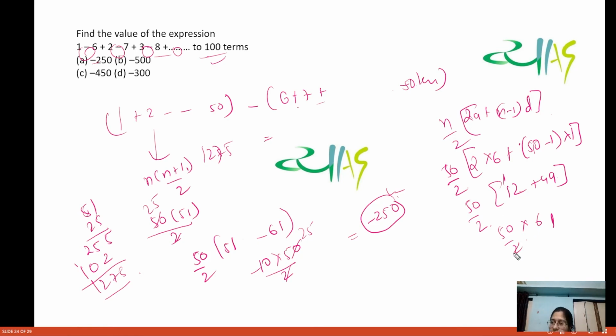You can do it any way. Just multiply this, you will still get 61 into 25, which is 1525, and just subtract this from 1275, and you have minus 250. So anything you can do. All right, so just try to shorten your calculation as far as possible, and that will give you the answer.